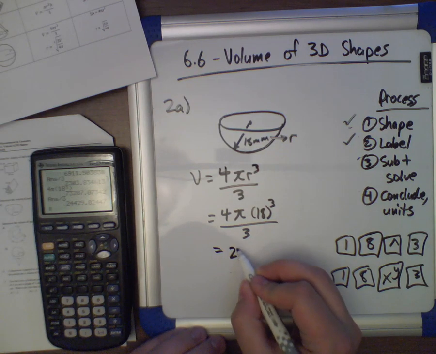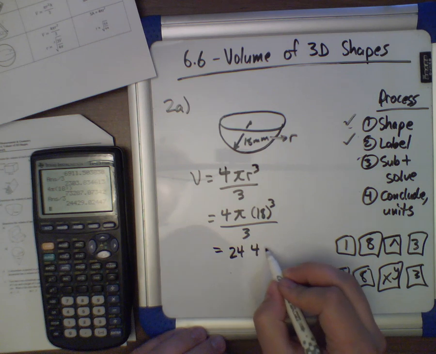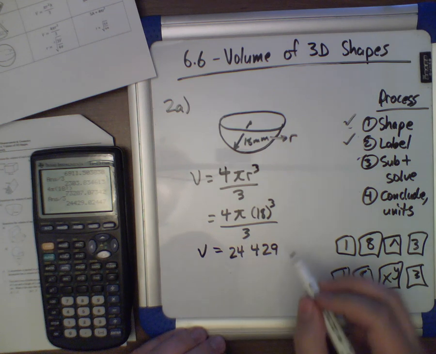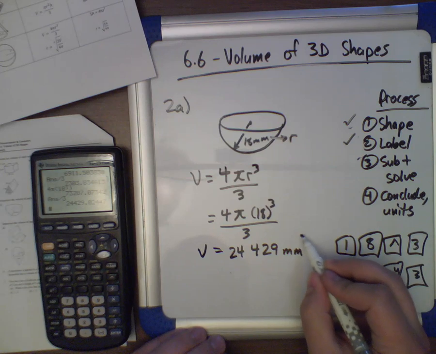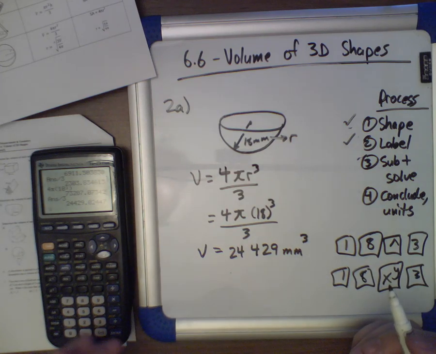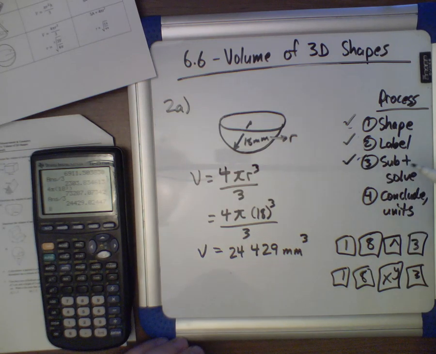So I'm getting 2, 4. I'm going to round to the nearest whole number here. My units were in millimeters and cubed, and there we go. That's it. Subbed in my values, solved, and concluded with units.